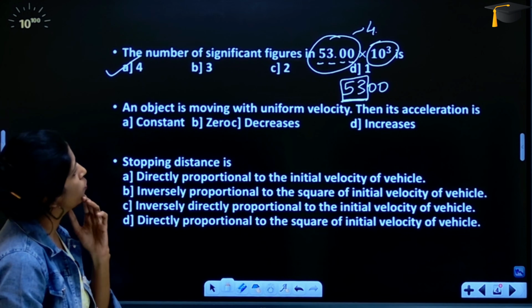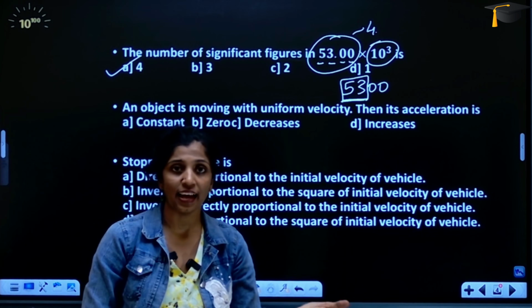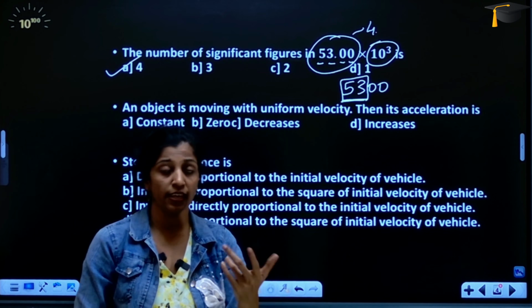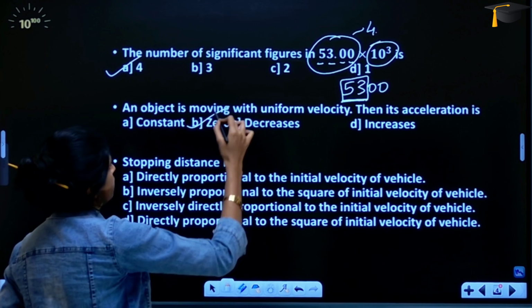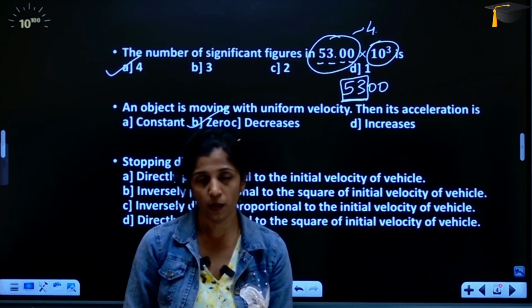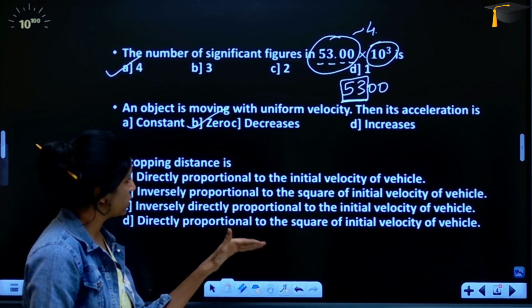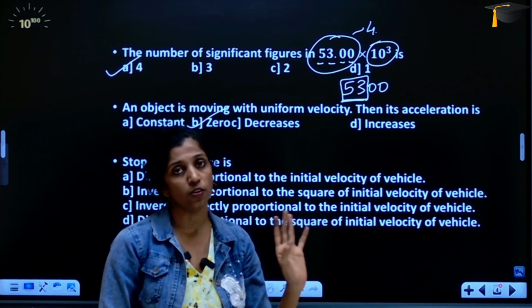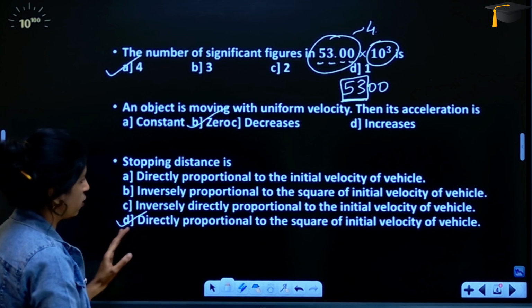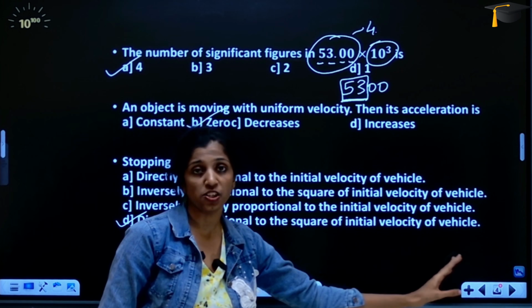Next, an object is moving with uniform velocity, then its acceleration. Of course, if it is uniform velocity, there is no change in the velocity, therefore the acceleration is 0. Next, the stopping distance. You should remember the stopping distance formula. Directly, the stopping distance is directly proportional to the square of velocity. So option 4: it is directly proportional to the square of the initial velocity of the vehicle.